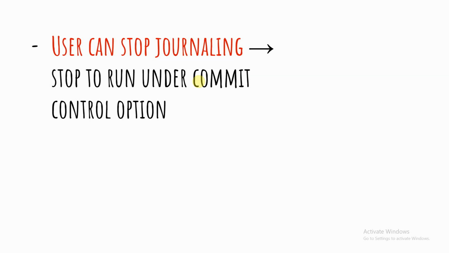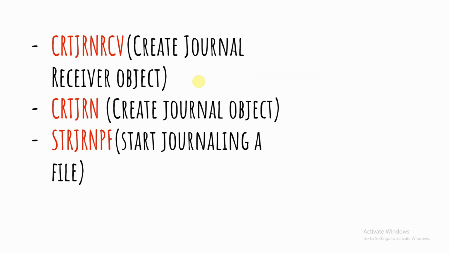So because we are going to commit the records into the database file permanently, your database file must be journaled, so that a rollback can happen or a commit can happen. So these are the things.